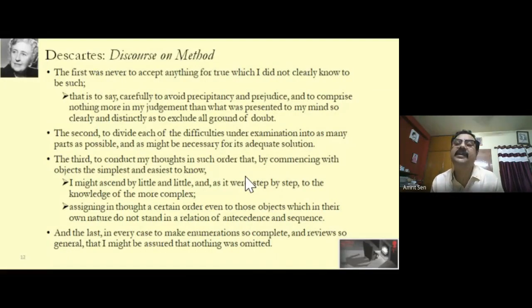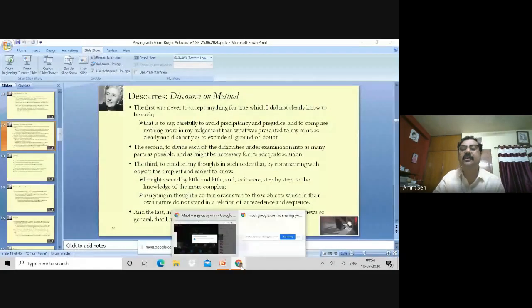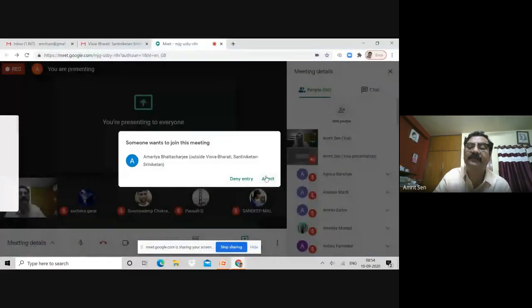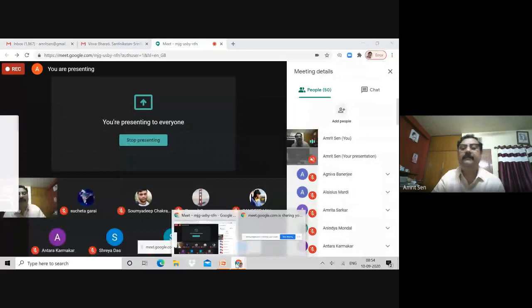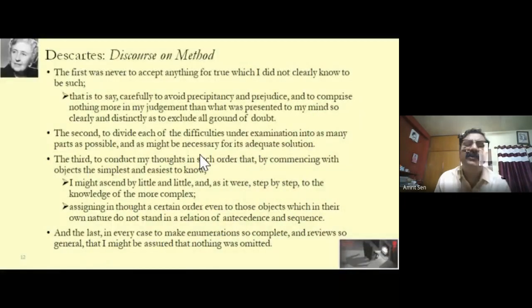That never to accept anything for true which I did not clearly know to be such. So you cannot accept anything as true until and unless you are convinced that that is absolutely true, that there are no exceptions. Second is to divide each of the difficulties under examination into as many parts as possible, right? So the detective must break down the problem into its constituent parts to look for its solution.